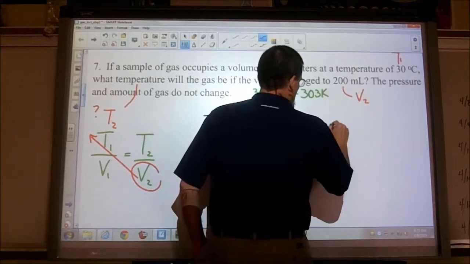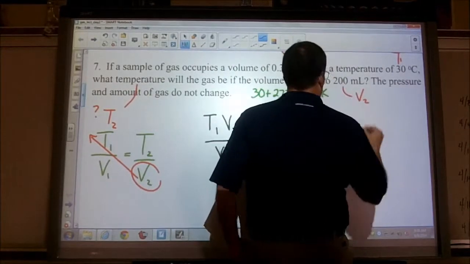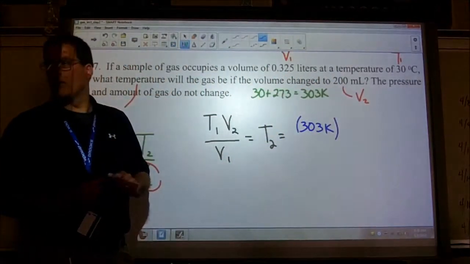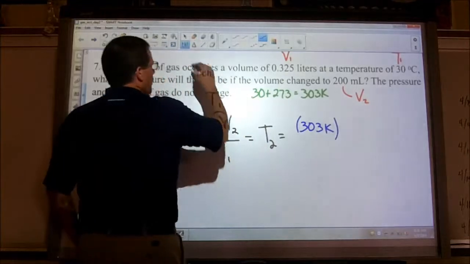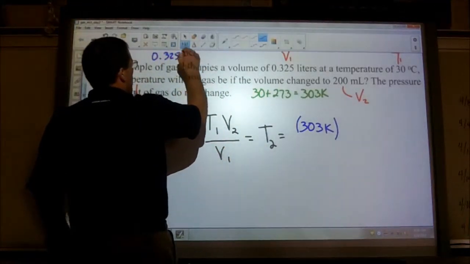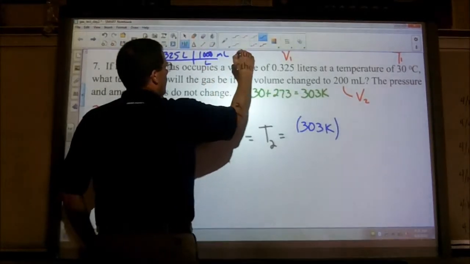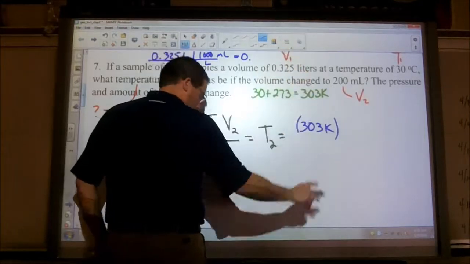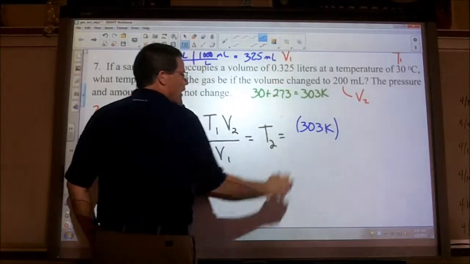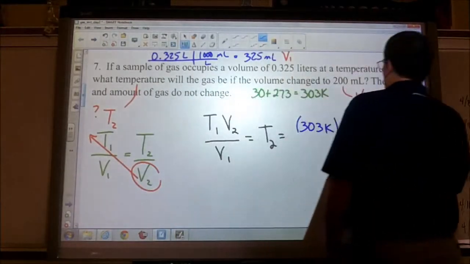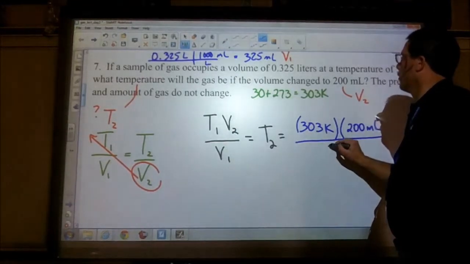is 303 Kelvin. My second volume is 200 milliliters. We have milliliters and liters. What do you want to change, the liters or milliliters? Liters? Okay. How many milliliters in a liter? 1,000. Good. So we have 325 milliliters. So we'll put our V2 is 200 over 325.